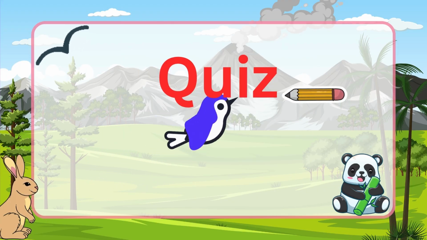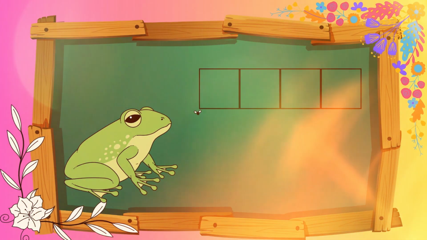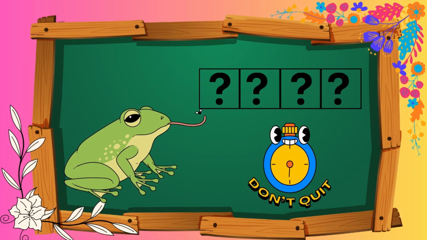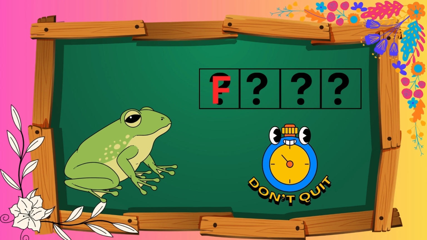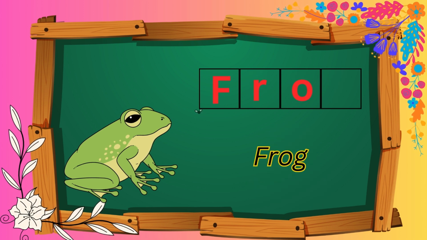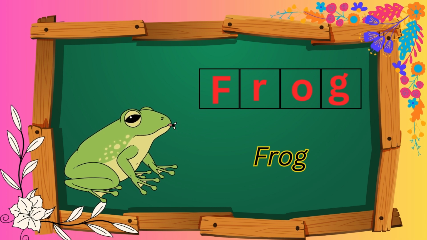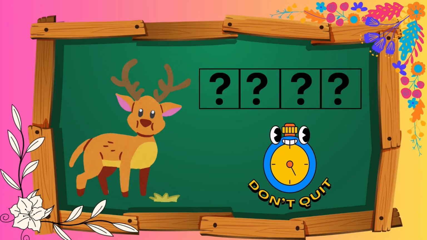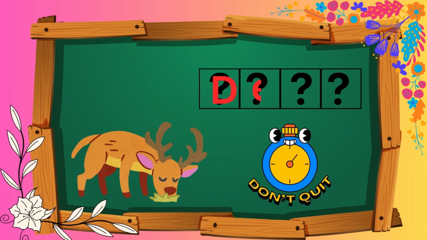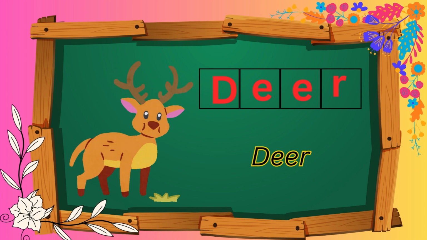Now let's start the short quiz. What's the spelling of frog? F-R-O-G. Frog. What's the spelling of deer? D-E-E-R. Deer.